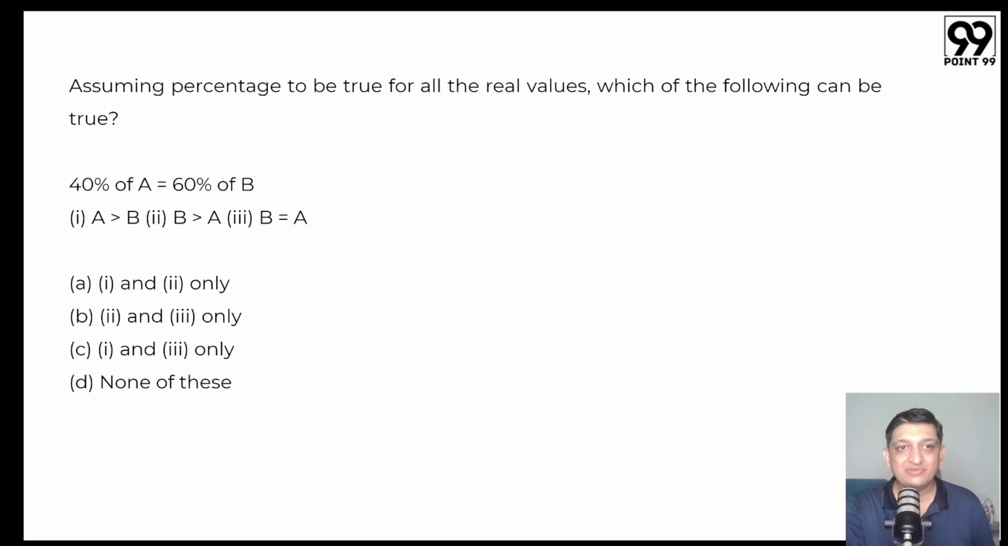Let's look at this question. So try this out on your own and then you can have a look at the solution. Now assuming percentage to be true for all the real values, which of the following can be true? If 40% of A is equal to 60% of B, then what can happen? Now we can just put it mathematically and see 40%, 40 by 100 times A is going to be equal to 60 by 100 times B.